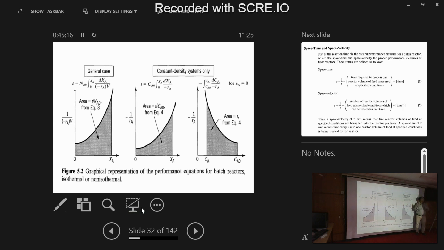They will ask what is the time for a particular conversion. That is a batch reactor. I want 50% conversion, so 0 to 50. This much area you need to calculate, and accordingly that is T by N naught. Multiply by N naught and you will get T.